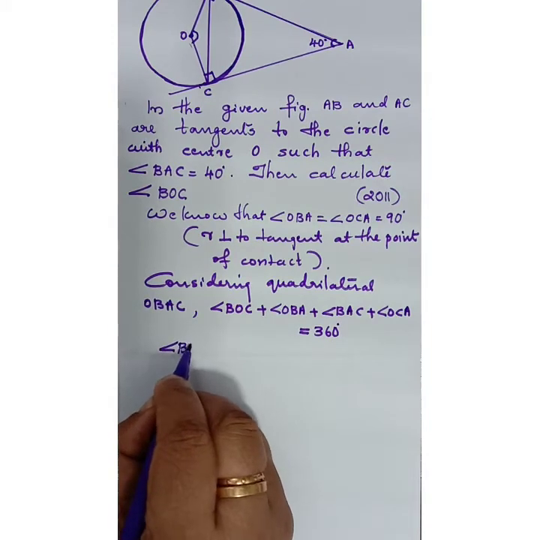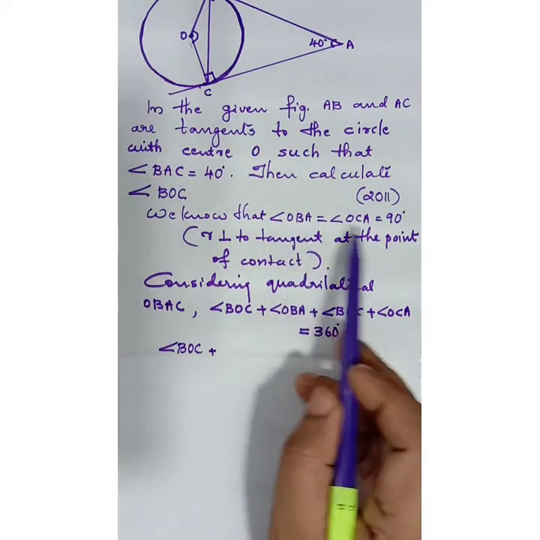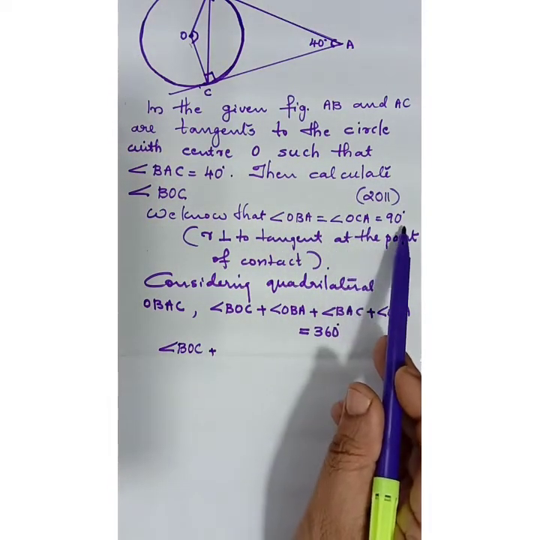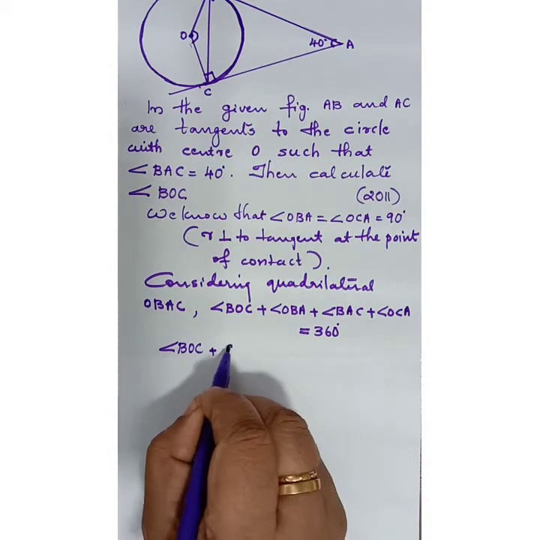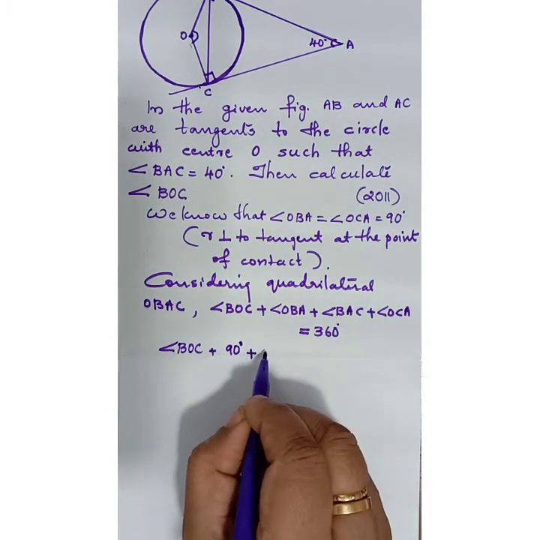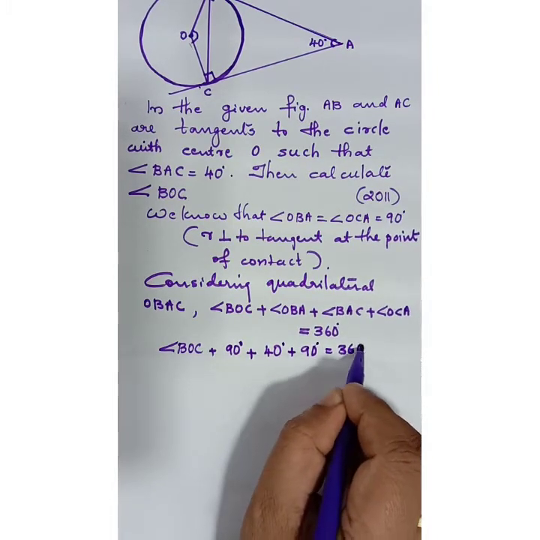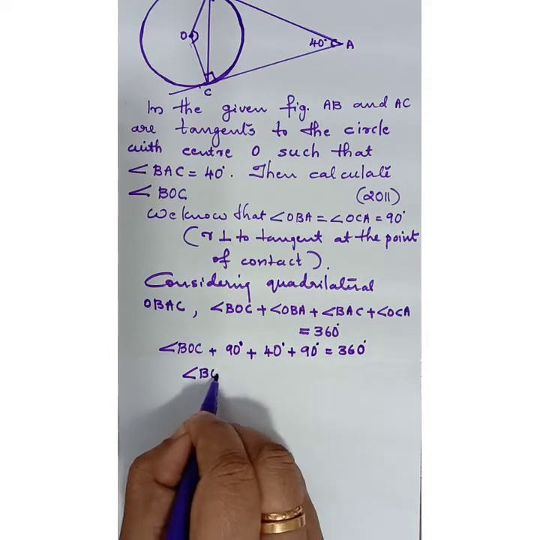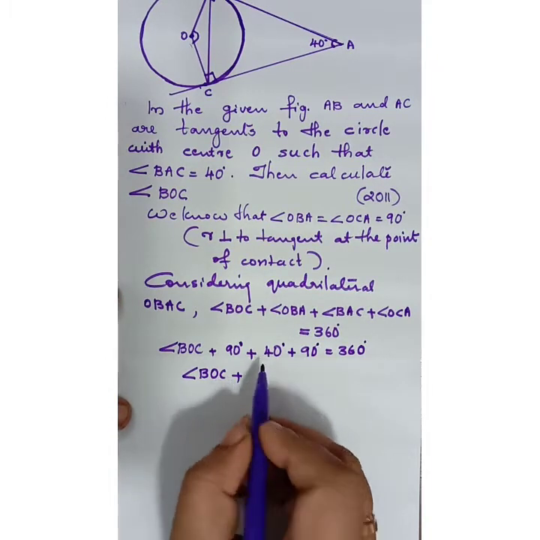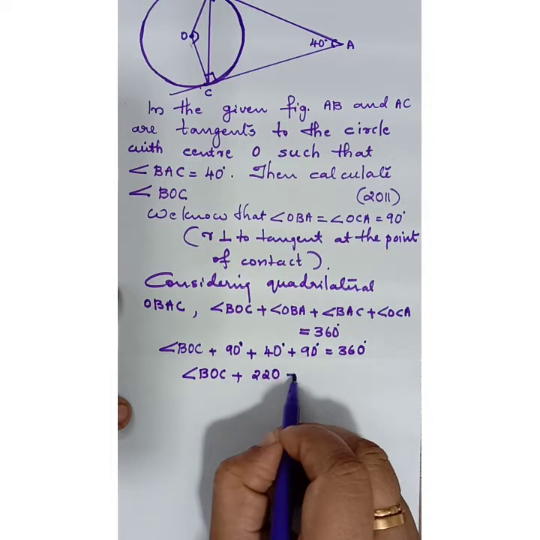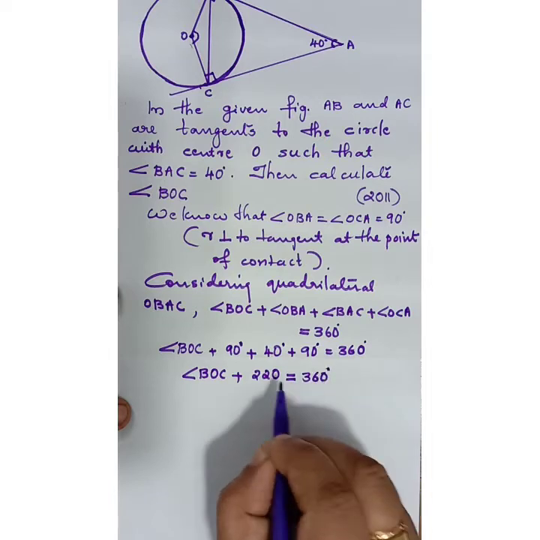So angle BOC we do not know, but angle OBA we know. Angle OBA is equal to 90 degrees. Already we have written. Angle OCA also we can substitute as 90. Angle BAC we can substitute as 40 degrees, which is given to us. So substitute all these values: 90 plus 40 plus 90, that is equal to 360 degrees. Therefore angle BOC plus, here totally it is 180. 180 plus 40, 220. So we have to add 180 plus 40. So 220, that's equal to 360 degrees.